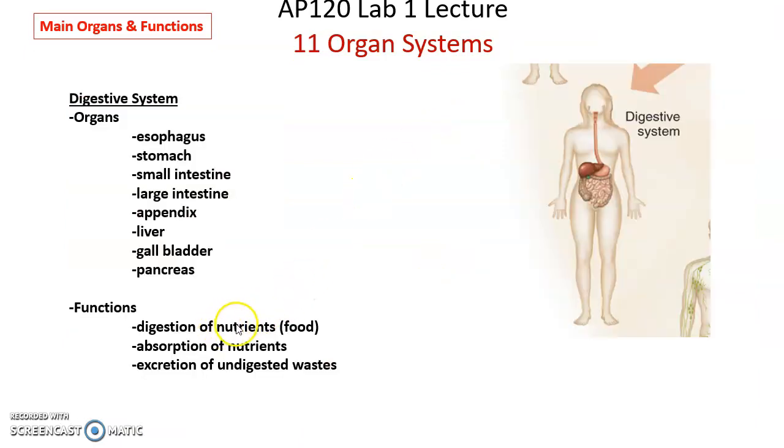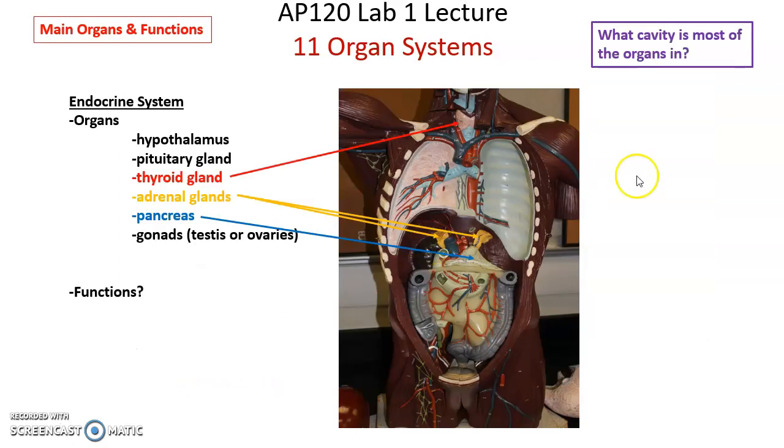And the function is digestion, or breakdown of our nutrients, our food, both making the big pieces into small pieces and making the big chemicals into small chemicals. And then those tiny chemicals are absorbed, and then, of course, whatever's left over gets excreted.